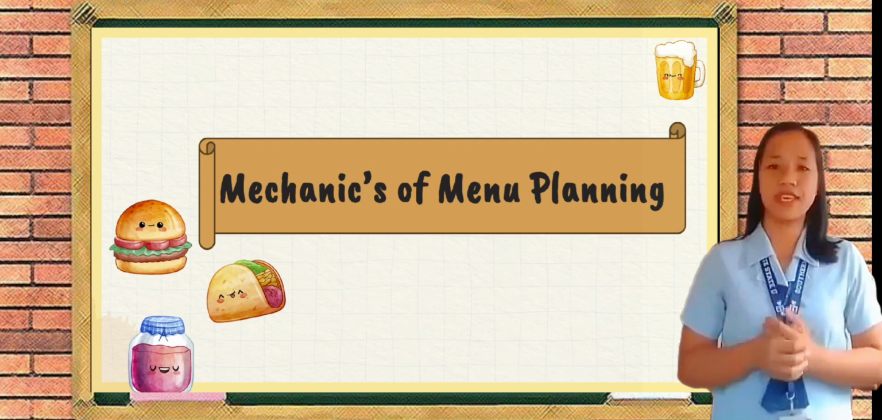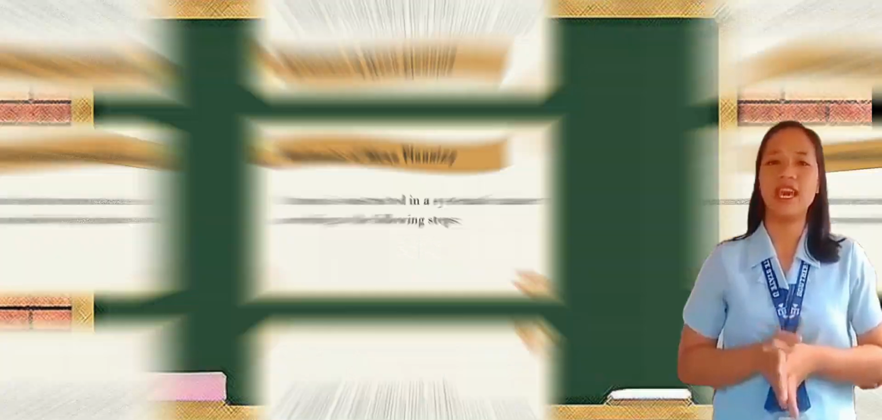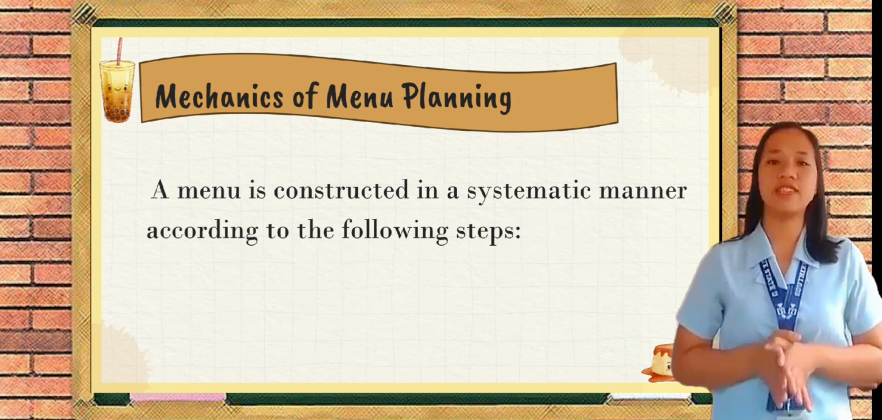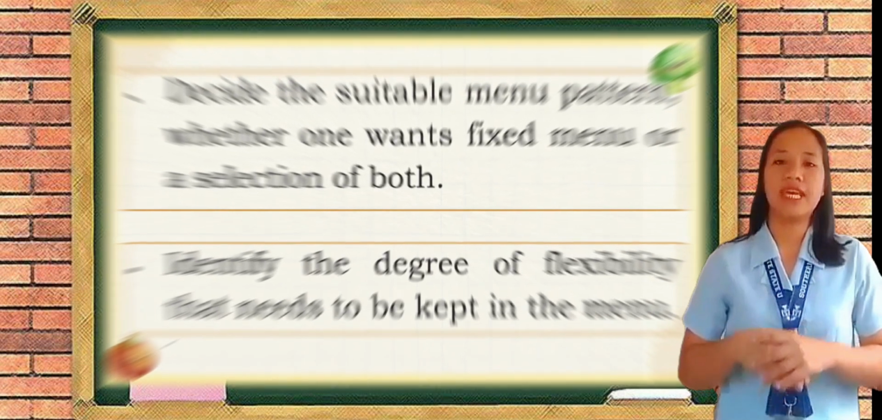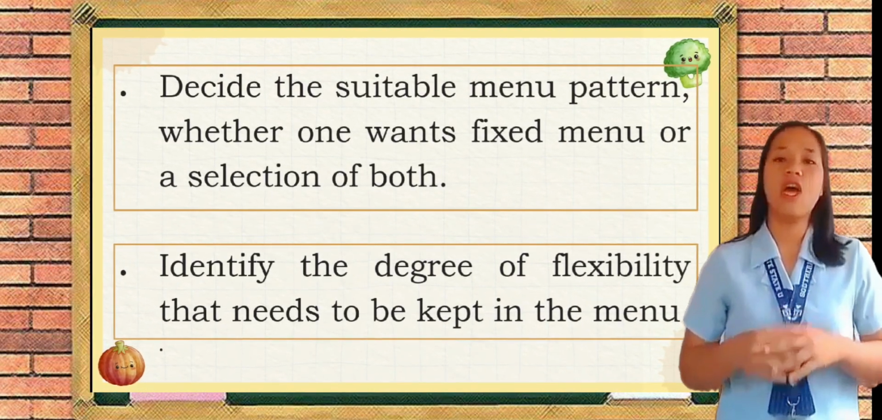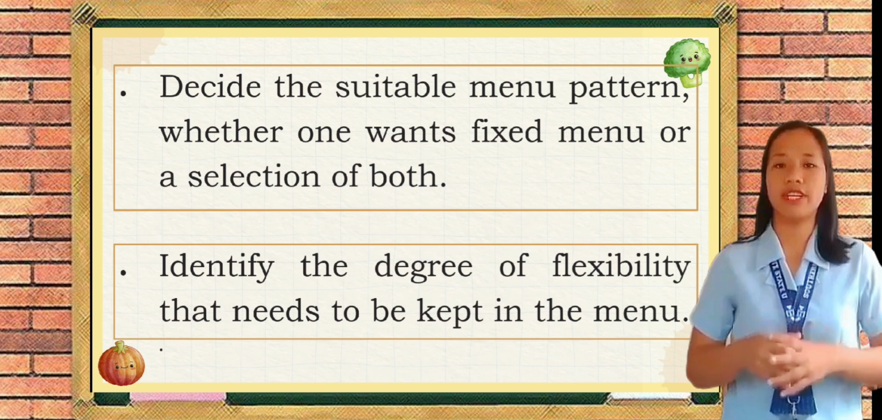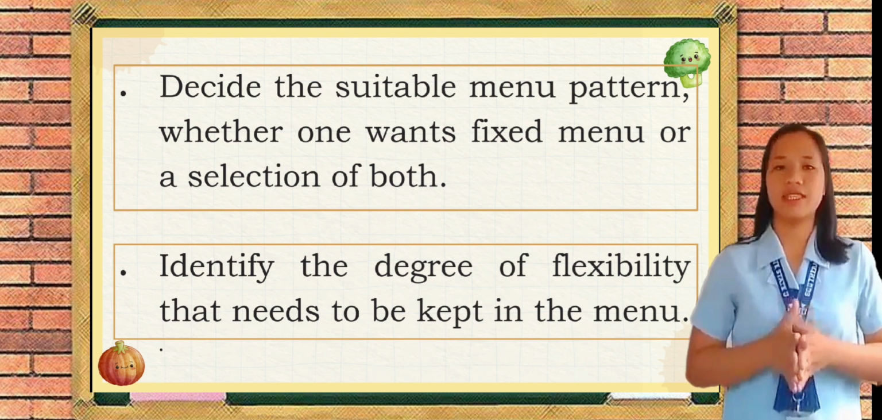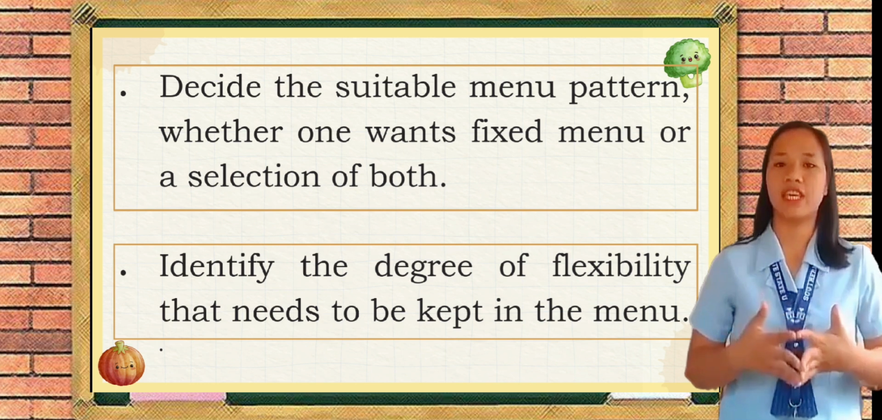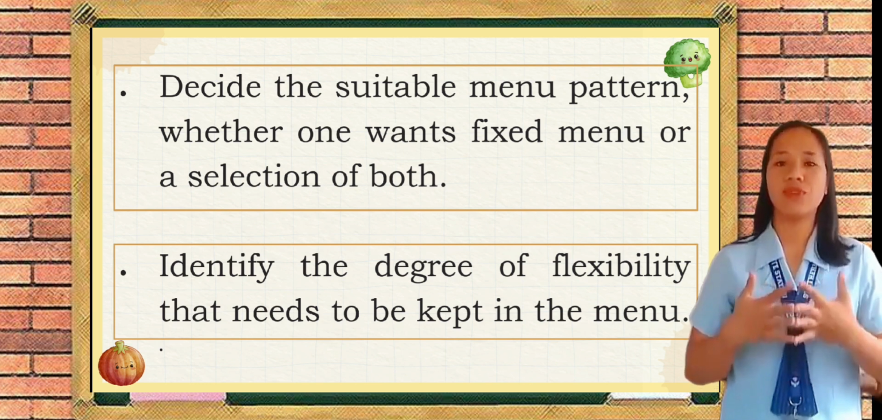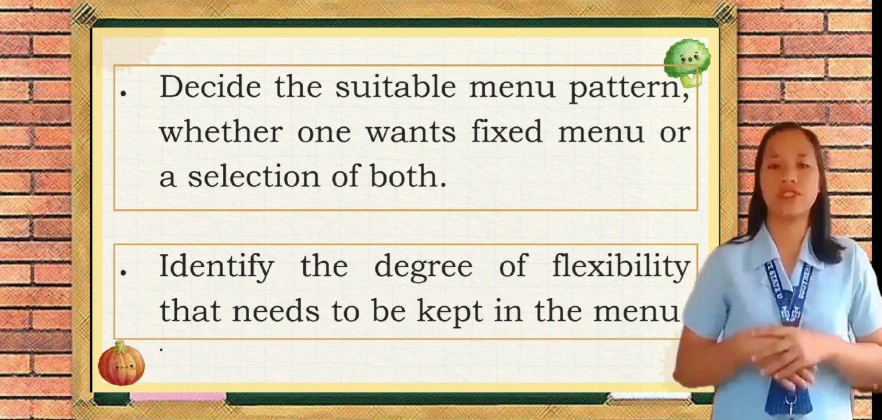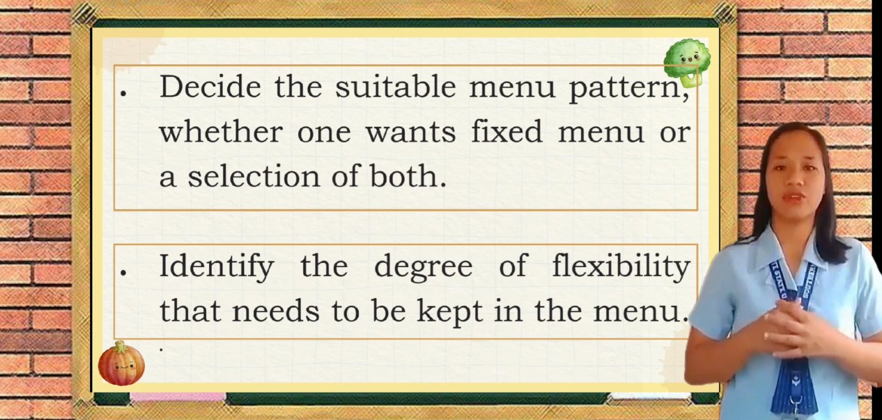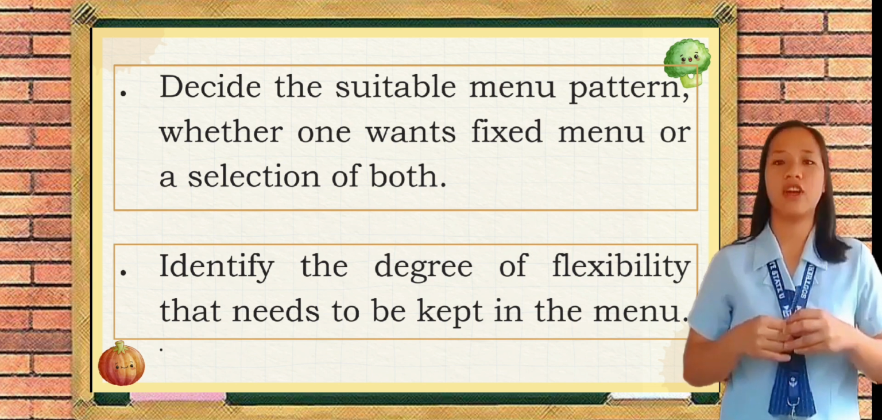Alright, so now let's proceed to the mechanics of menu planning. A menu is constructed in a systematic manner according to the following steps. So first, we decide the suitable menu pattern, whether one wants a fixed menu or a selection of both. So this means determining how much adaptability or freedom should be maintained when designing or updating a menu. It could involve considering factors such as dietary restrictions, seasonal availability of ingredients, or customer preferences.